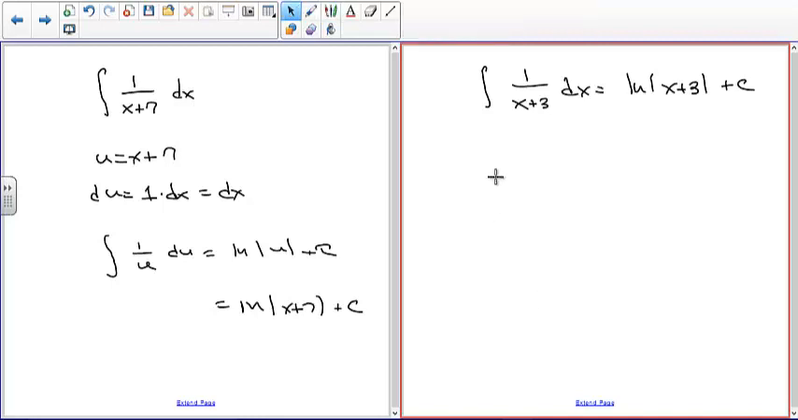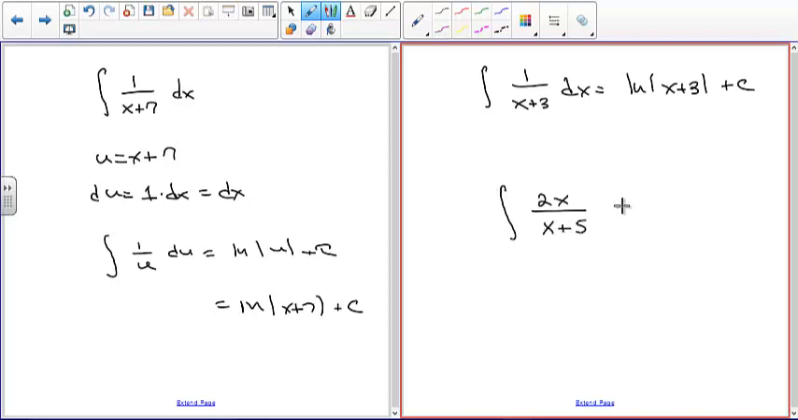Now you could have another one. Here's another simple example, a little more complicated. Let's say I have 2x over x squared plus 5 dx.